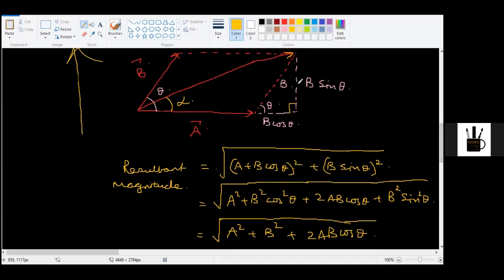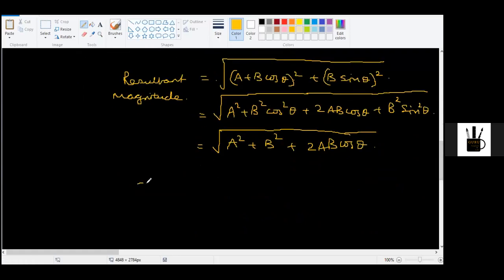Again, I'm going to look at this big right triangle. So tan alpha is equal to opposite by adjacent. What is opposite? B sin theta. What is adjacent? A plus B cos theta. That's all. So tan alpha is equal to B sin theta divided by A plus B cos theta.